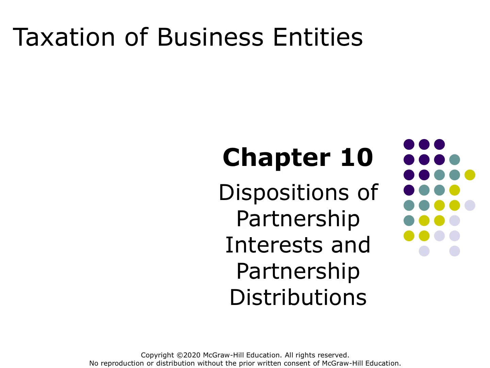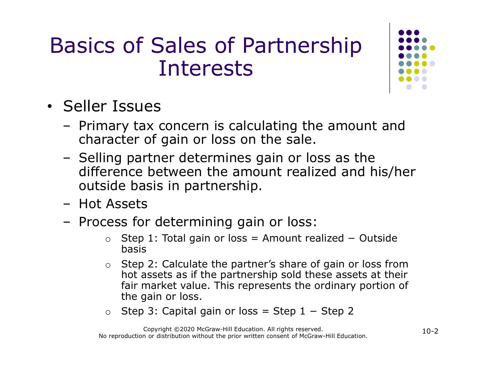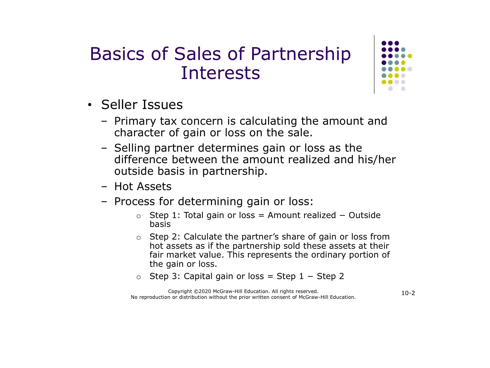All right, so here we are in Chapter 10, and Chapter 10 is all about dispositions of partnership interests and how we deal with distributions from partnerships. All right, so the first thing we have to talk about is some basics of the sale of partnership interests. So we have several seller issues, right? And we have to calculate the amount and the character of the gain and loss. Okay, so that's a big deal.